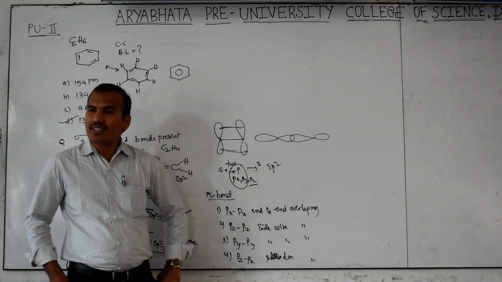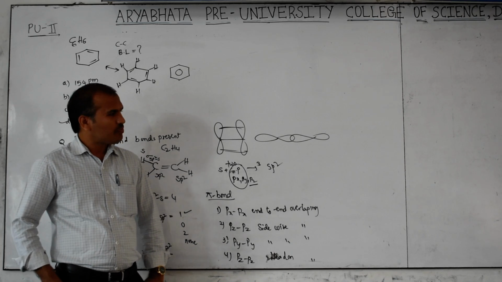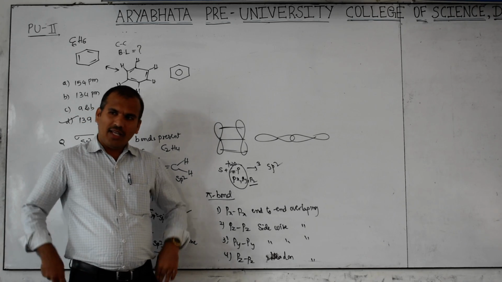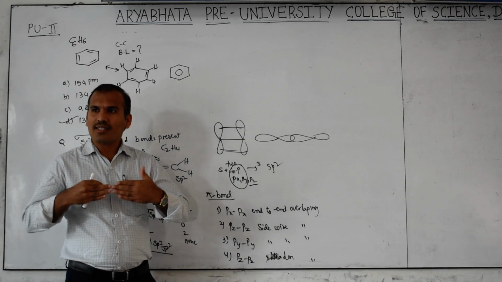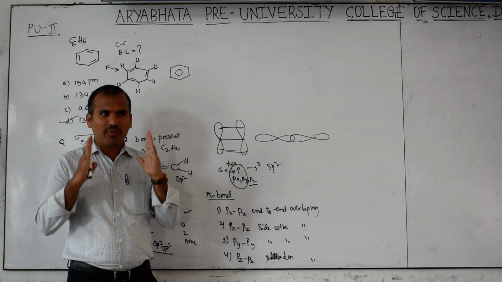Internuclear axis, which is considered Z. You may be considering which one? Valence bond theory, otherwise molecular orbital theory. The internuclear axis is considered the Z axis. When this Z axis forms the sigma bond, which one remains?